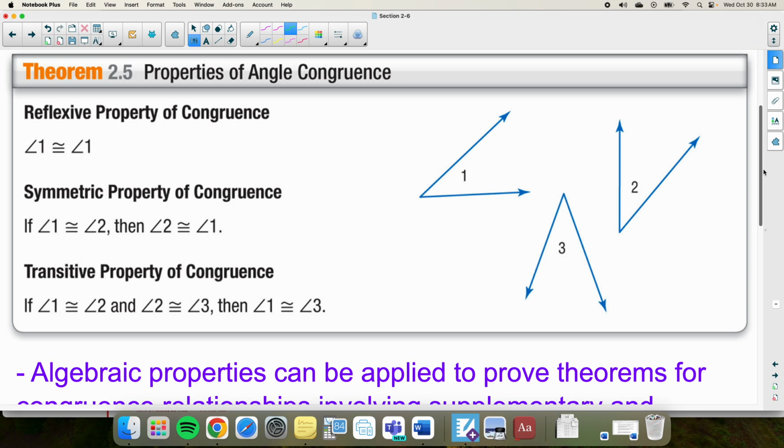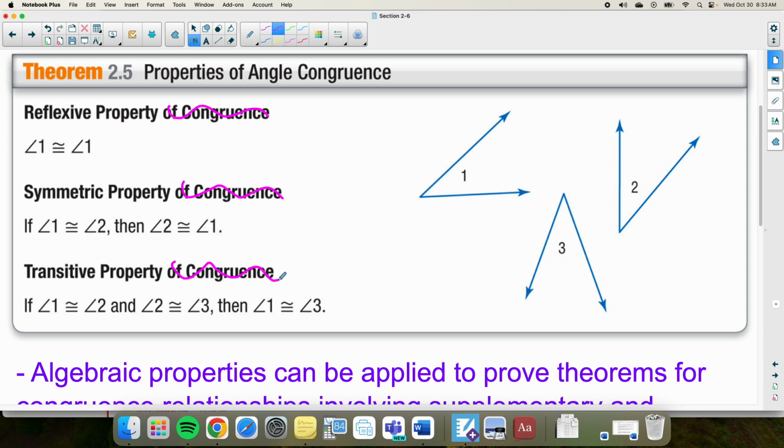I never make you guys write the "of congruence," so you don't have to worry about that. You would just say reflexive property. But what this is saying is with congruent angles, you can use reflexive property where one angle is congruent to itself, okay? Then we have symmetric property, and that's where you take the two angles that are congruent and you flip them around, okay? Switch them around.